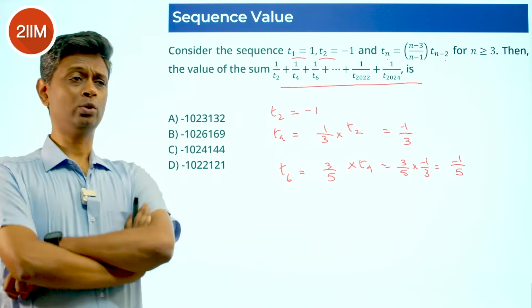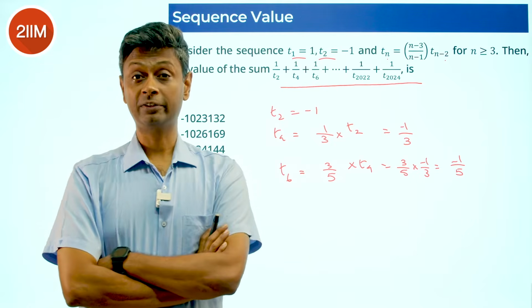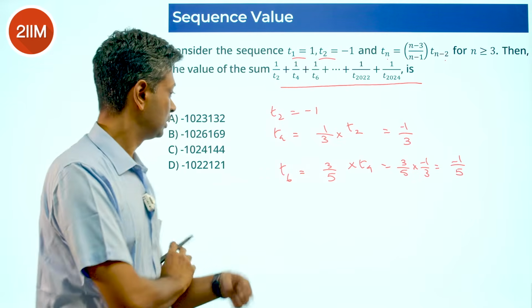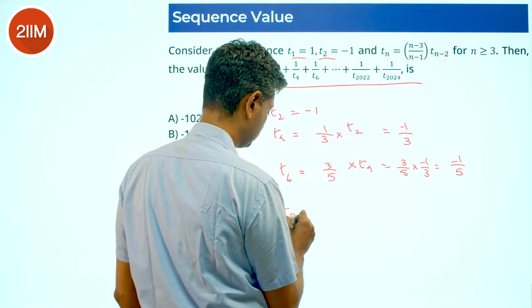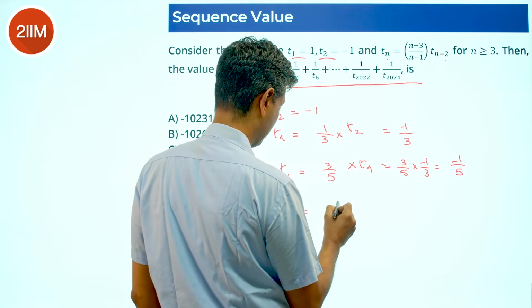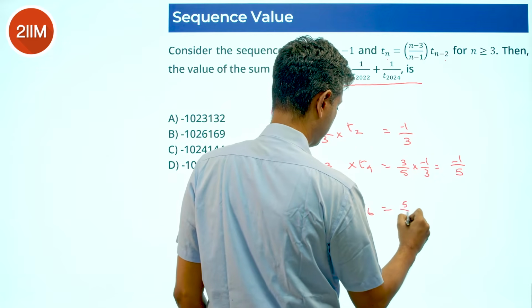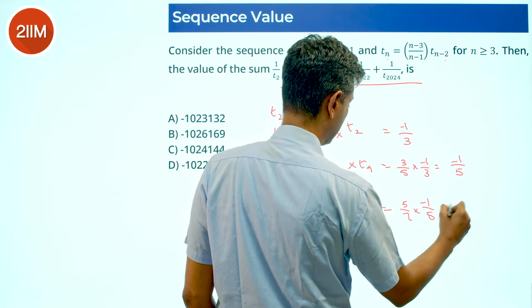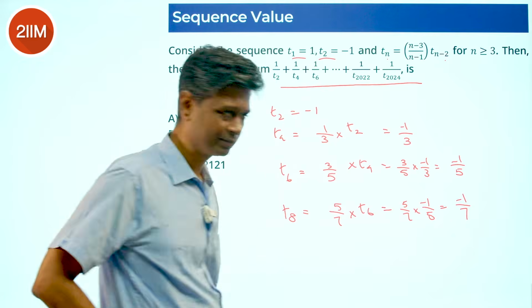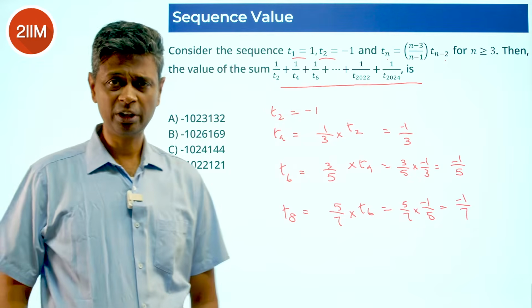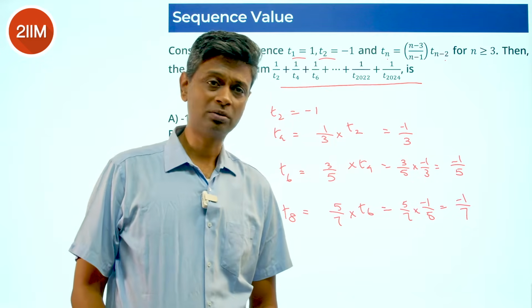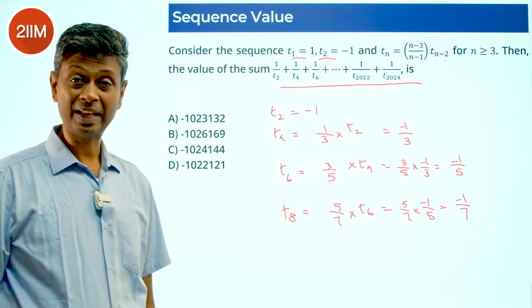First thing we notice, T2, T4, T6, T8 are all going to be negative. T8, we've got the hang of this, is 5 by 7 times T6, 5 by 7 into minus 1 by 5, minus 1 by 7. Minus 1, minus 1 by 3, minus 1 by 5, minus 1 by 7 and so on. That is T2, T4, T6, T8.